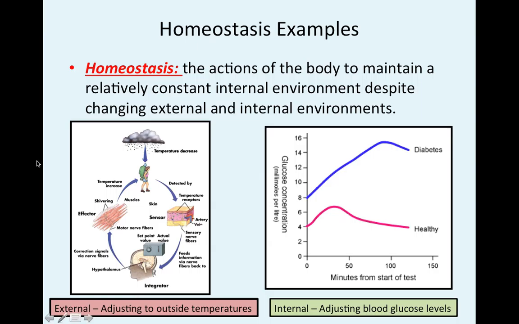So again, our overall definition of homeostasis is the actions of the body to maintain a relatively constant internal environment despite changing external and internal environments. And an example of the changing external environment would be like weather, as weather starts changing. Okay? An example of a changing internal environment would be like adjusting blood glucose levels. When you eat a piece of food, you brought that inside your body, so you changed the internal environment, and now your body's got to alter it to bring it back to normal levels.